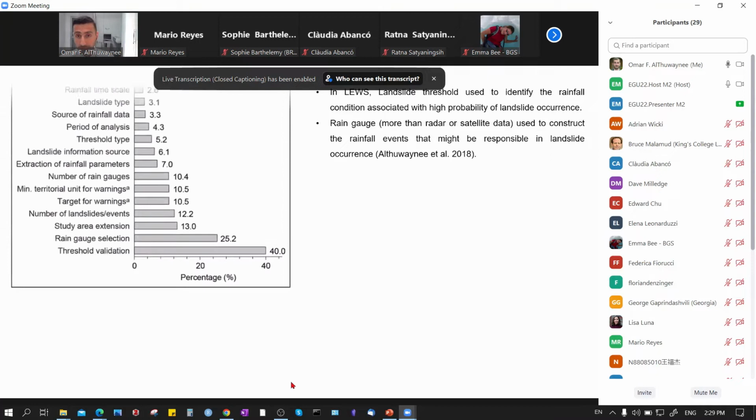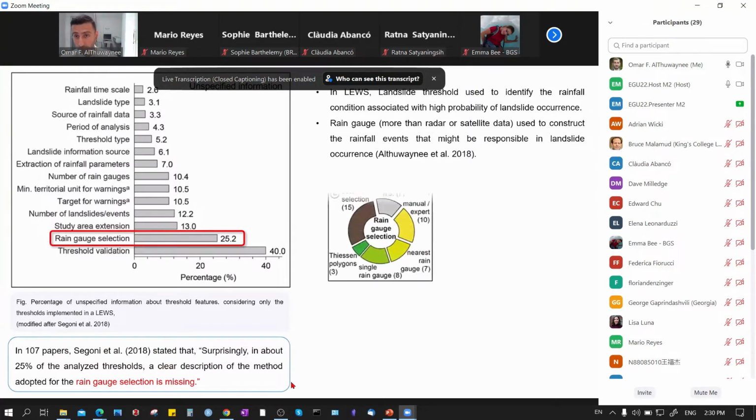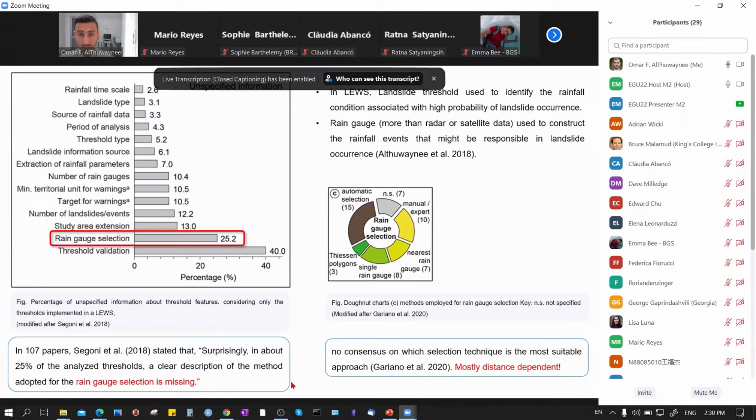In an early warning system, as you know, the threshold is the most significant part, which is used to associate the condition of high probability of landslide occurrence, and it mostly depends on rainfall data. In this case, we say the rain gauge rather than satellite or radar data, so it's used to construct the threshold.